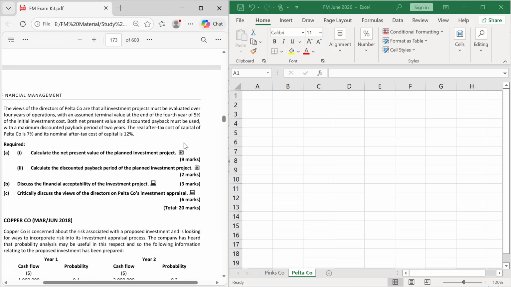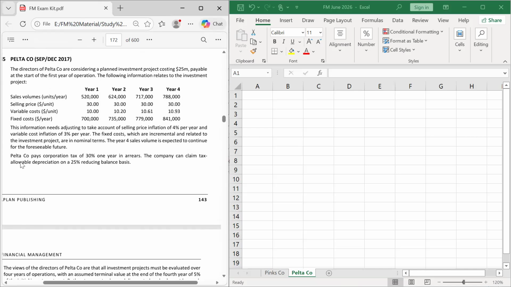Okay. So let's start the question. Part A is the calculation base which we will discuss in today's class. The directors of the Pelta company are considering the planned investment in the project costing 25 million and payable at the start of the first year of operation. The following information relates to the investment. So let's start. Part A and requirement one, which is you have to calculate the NPV.